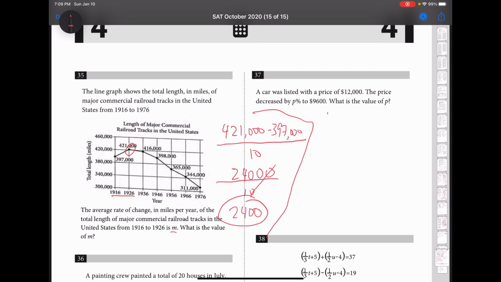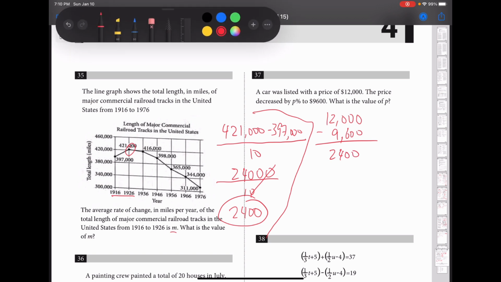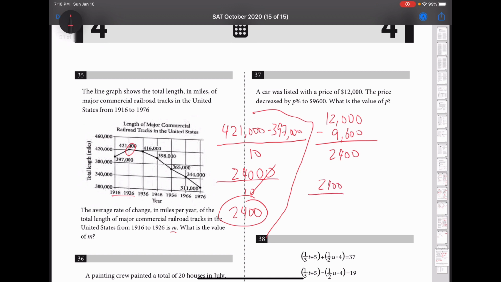So first find the difference in their values. Take 12,000 minus 9,600. 12,000 minus 9,600 gives you a difference of 2,400. Then you take 2,400 and you divide it by the original amount. If you divide that by 12,000, you're going to get a change of about 0.2, which is about 20%. So that represented a 20% decrease.